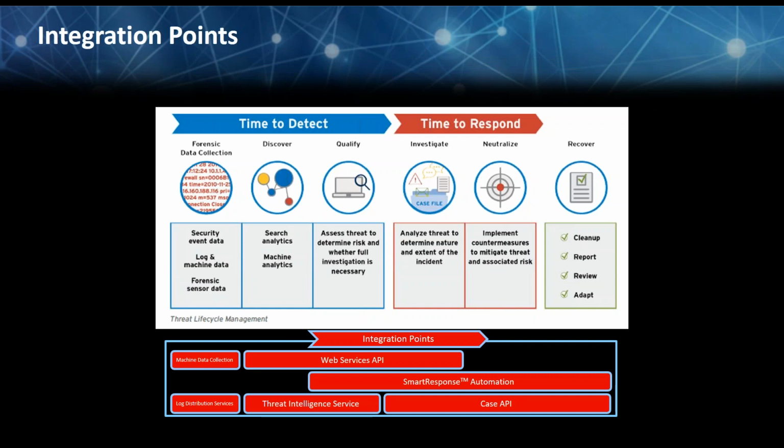So with that we have multiple integration points that we map to our threat lifecycle management workflow, right? A couple of API level integrations, Smart Response, which is our gateway to the command line, and the threat intelligence service that lets us pull in external context and feed the analytics, as well as give analysts outside information right in their alarms so that they can make quicker decisions, all the way down to data in and data out, right?